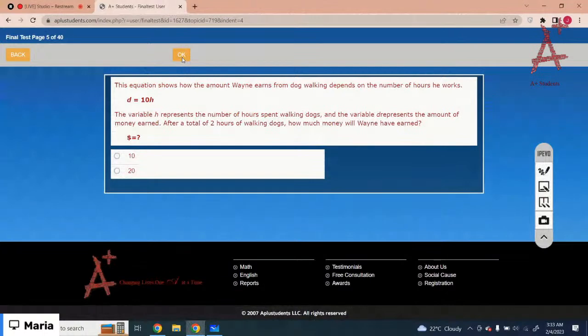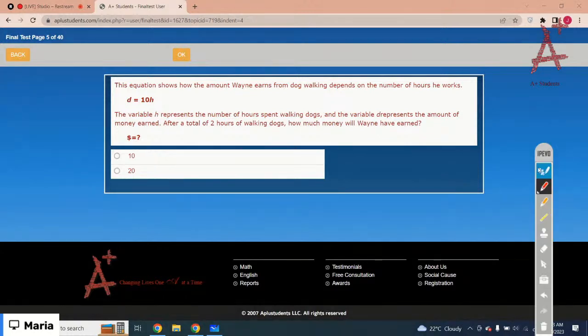Okay, this equation shows how the amount Wayne earns from dog walking depends on the number of hours he worked. D equals 10h. The variable h represents the number of hours spent walking dogs, and the variable D represents the amount of money earned. After a total of 2 hours of walking dogs, how much money will Wayne have earned?